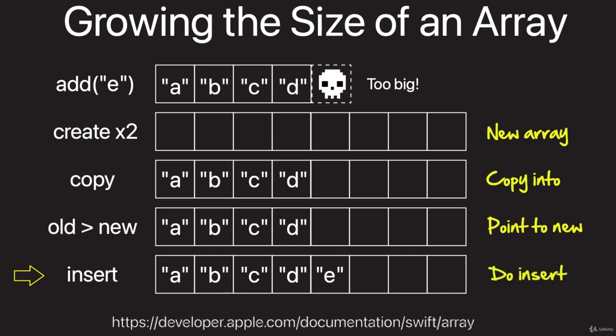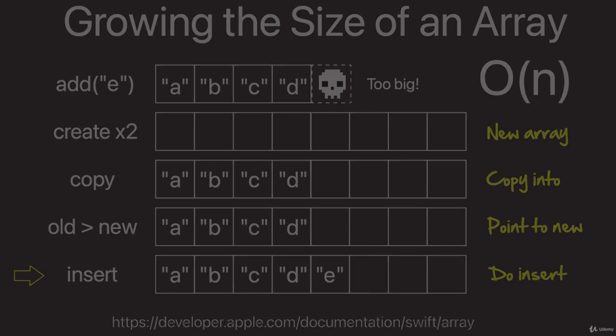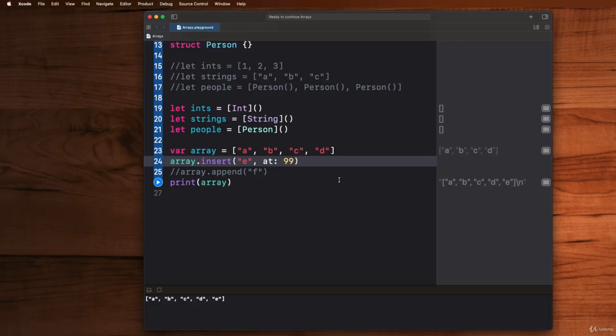That's what happens when we resize an array, and that's also why resizing an array takes O(n) time. Now we do need to be a little bit careful in how we go about this. Let me show you what I mean. Let's say we want to do exactly like we said in the example. Let's append an E at the very end of this array.